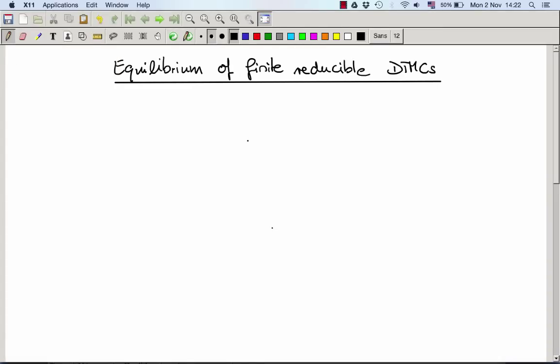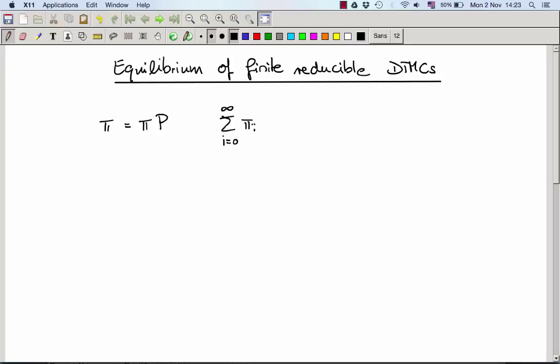So in the last video you have seen how to compute the equilibrium distribution of an irreducible DTMC that is finite and aperiodic. Now here we will discuss the reducible case. Which means we have a finite DTMC that is aperiodic and not irreducible, which means you cannot reach any state from any other state. And then you cannot use this simple equation system that we used before.